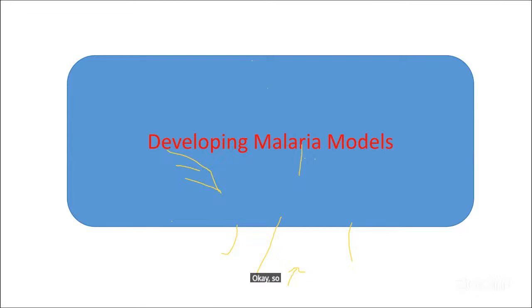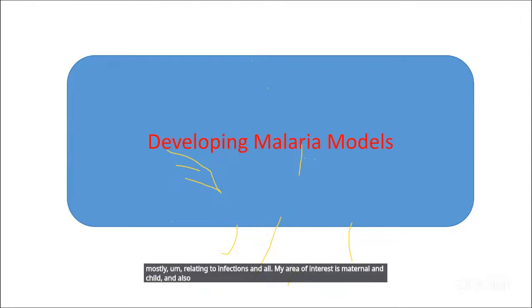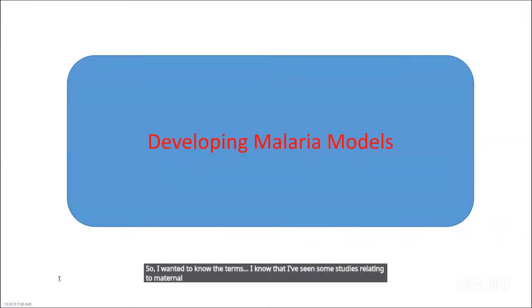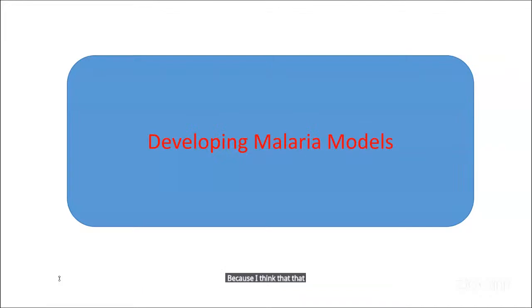Okay, so another thing again, I would like to know, because I know that statistical modeling, I have seen mostly relating to infectious disease, but my area of interest is maternal and child and also climate health. I have seen some studies relating to maternal and child, but I know that's not something Nigeria has really dug into yet. I'm curious as to how that works.